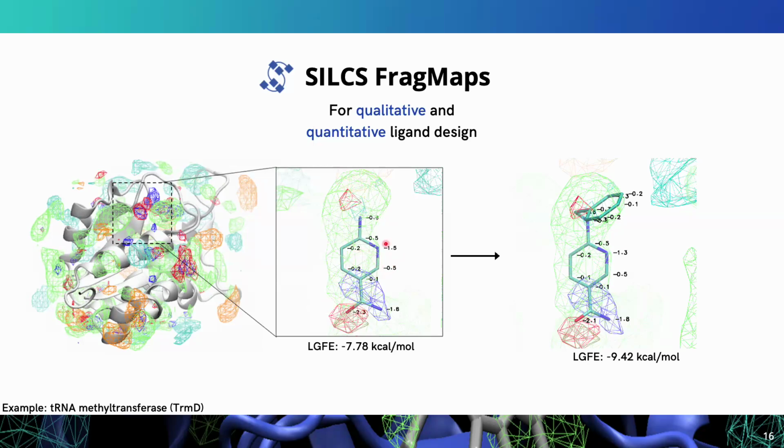We can use the atomic GFE values to see the contributions of each atom of the ligand and inform further ligand optimization. Adding a benzene group to fill in the apolar map shows that the GFE of each carbon atom contributes to improving the binding affinity.